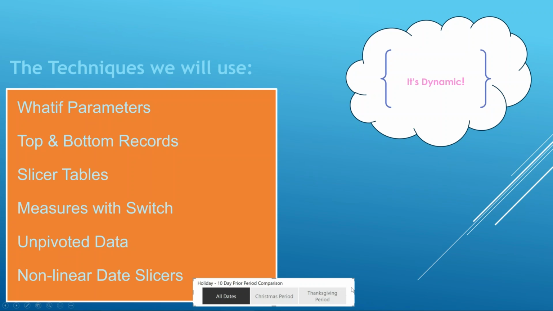And here's an example that is actually from the report we'll be looking at today. As you can see, we have all dates so that they can look at all dates. They can choose Christmas or Thanksgiving. What we're doing in this particular report is we're looking at sales in the 10-day period before Christmas and the 10-day period before Thanksgiving. So that, say for instance, a manager needs to know what to stock.